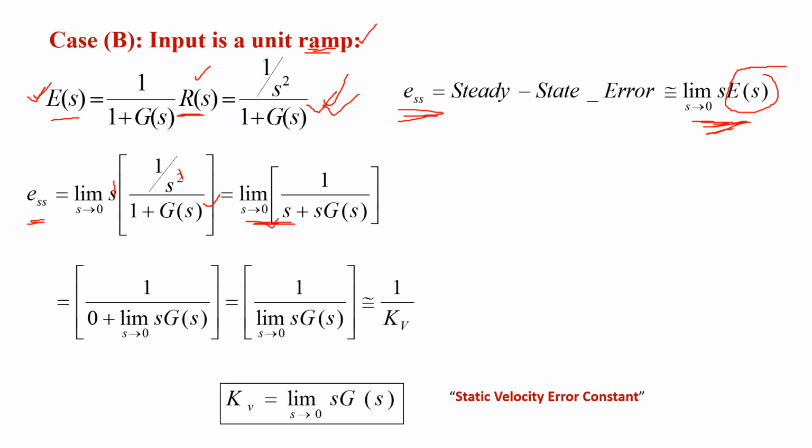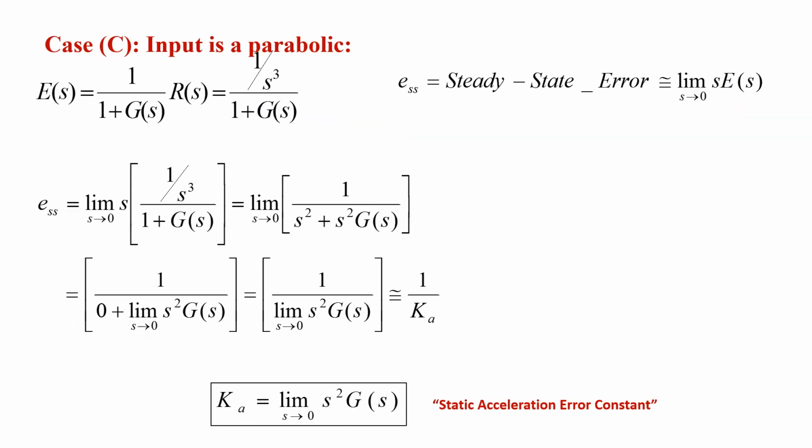If you further modify this by substituting s equal to 0, we get 1 by limit s tends to 0 of s into G of s, that is equal to 1 by Kv. Here Kv is limit s tends to 0 of s into G of s, and Kv is known as the static velocity error constant. So the steady state error, if the input is a unit ramp, is given as 1 by Kv. Here Kv is the static velocity error constant. Similarly, go for the third case, that is if the input is parabolic.